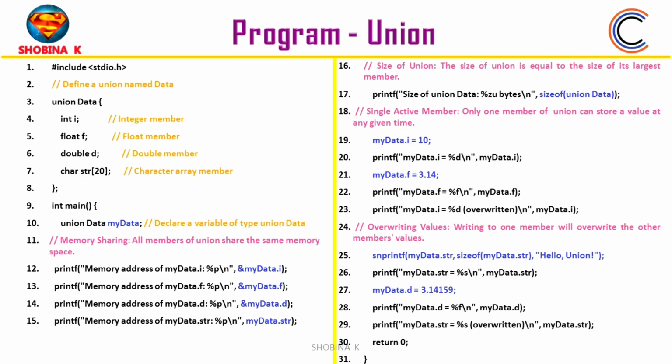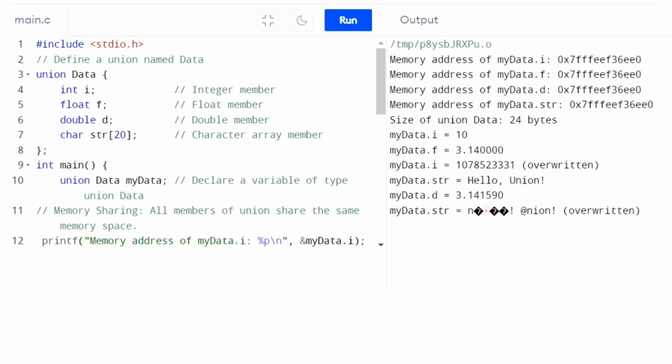Now let's run this program. You can see all members of the union data share the same memory address, and the size of the union data is 24 bytes, and this is due to padding for alignment. We'll discuss this later.